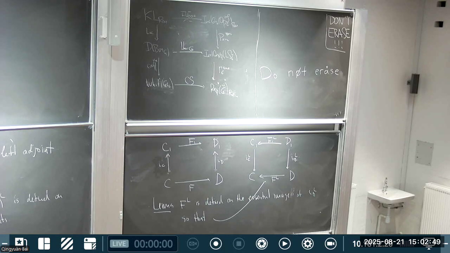Your general statement, what are the hypotheses? I assume that I_C admits a left adjoint, and F1 admits a left adjoint. Proof: exercise.